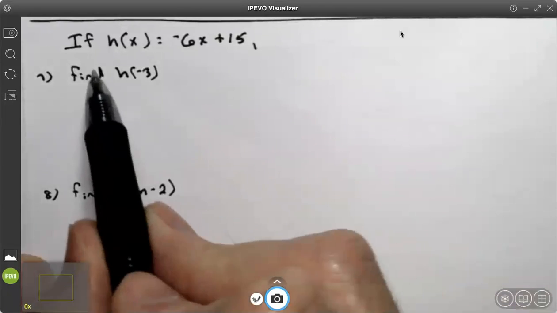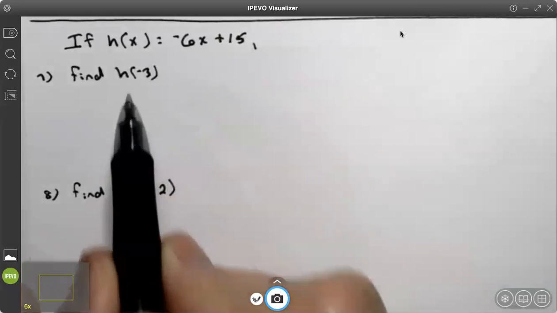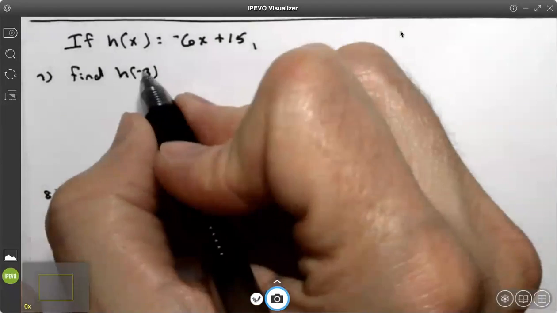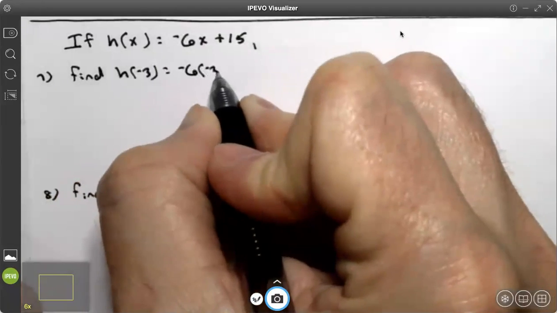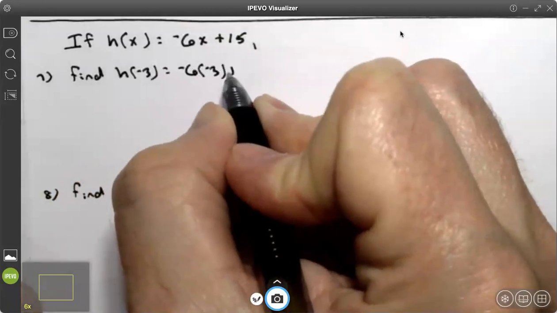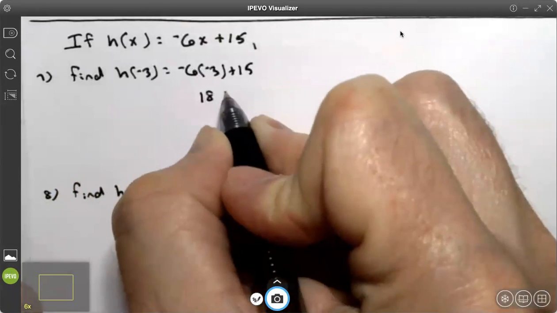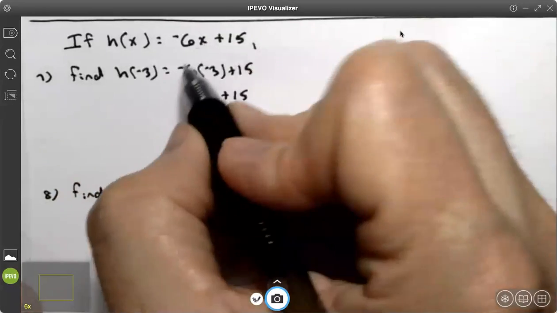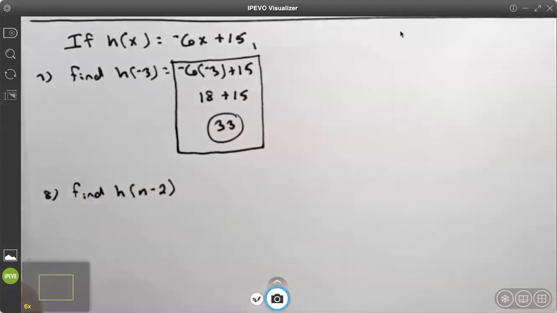Let's try a couple more. If h of x equals negative 6x plus 15, find h of negative 3. Try number 7. So if I'm taking negative 3 and replacing x, negative 6 times negative 3 is positive 18. 18 plus 15 is 33. And if I were doing this on my paper, everything in the box would be on my paper. The rest of it I would not write.